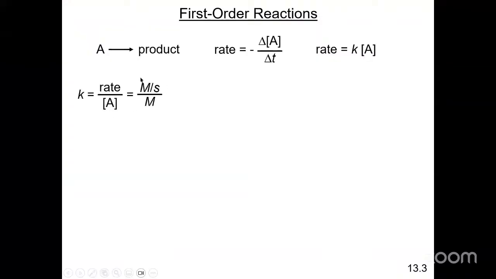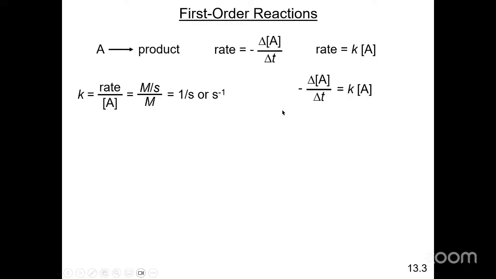Now, the units of rate would be M over S, or it could be M over any unit of time. It could be hours, could be minutes. We're just using seconds here. If that's the case, M over S divided by M would give you ultimately 1 over S, or S to the minus 1. So basically, the units of K for a first order reaction must be some unit of time raised to the minus 1. It could be seconds to the minus 1, hours to the minus 1, days to the minus 1, years to the minus 1, all depending on how fast a reaction we're talking about, all right?